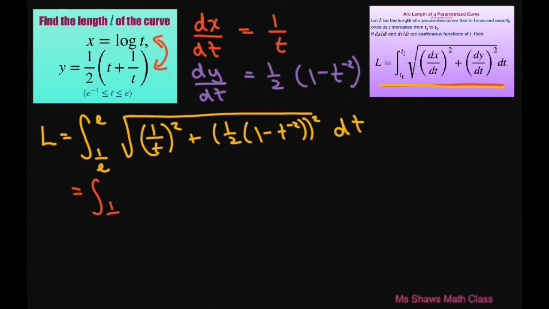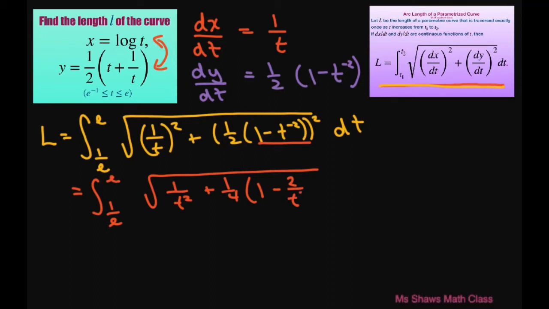So we have our integral from lower limit to our upper limit here, and this is going to be the square root of 1 divided by t squared plus 1/4. When you expand this, we're going to get 1 minus 2 divided by t squared plus, and I'm going to write this as 1 divided by t to the power of 4, and dt. From here, I can multiply everything through by 1/4.